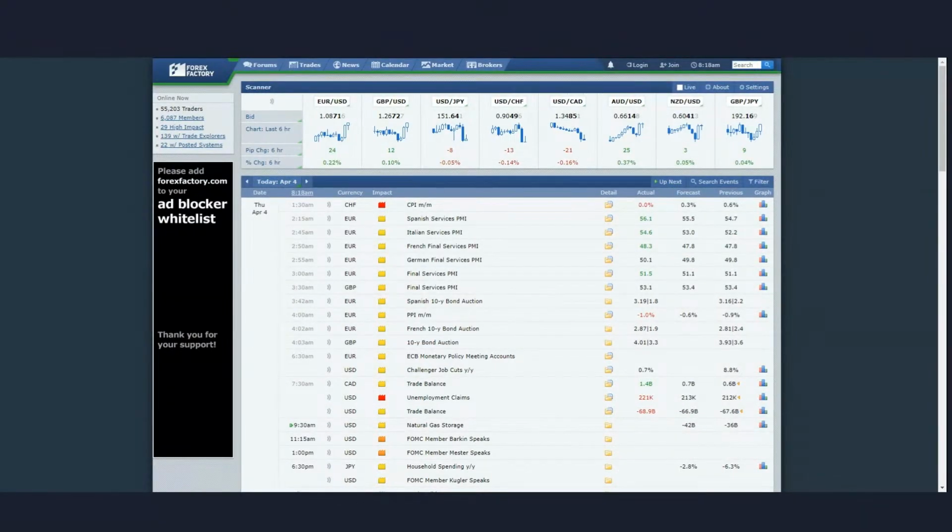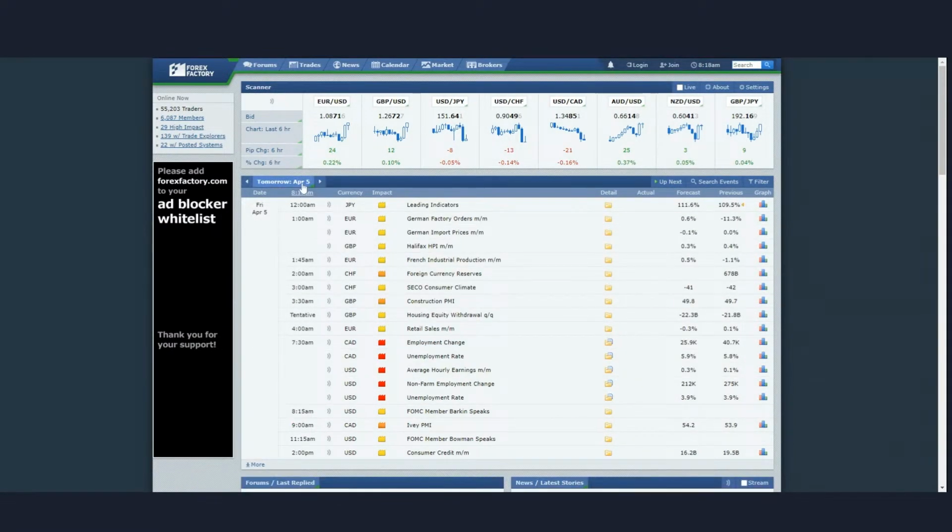Tomorrow, remember that it's gonna be big data day. What's happening tomorrow? Tomorrow, April 5th, 7:30 regular country, 8:30 New York time: Canadian dollar unemployment rate, US dollar average hourly earnings month to month, non-farm employment change, and the US dollar unemployment rate. Big day between 8:30 a.m. and 9 a.m. So we're gonna see a lot of movements, a lot of flow, a lot of craziness, and hopefully you're gonna be on the right side of the trade.